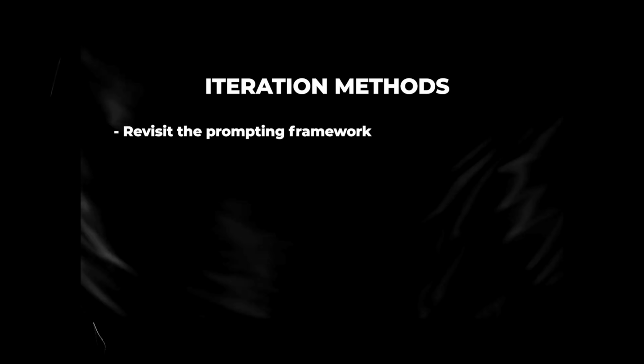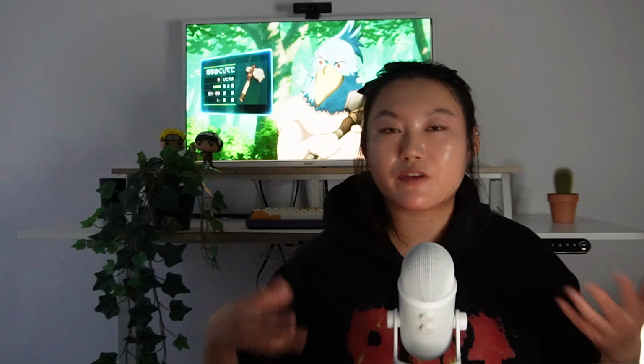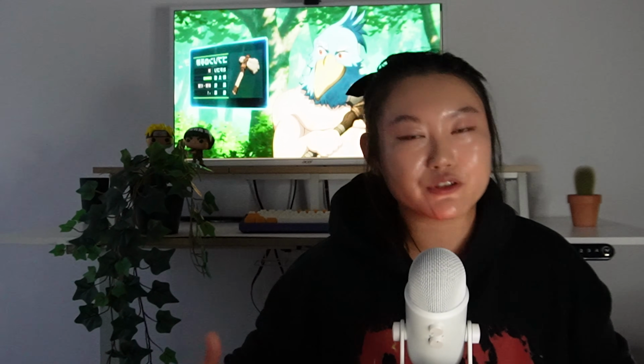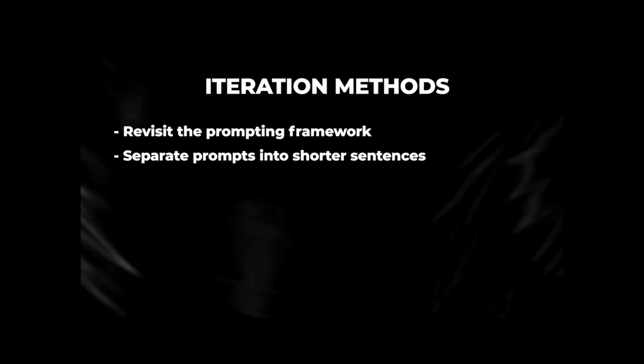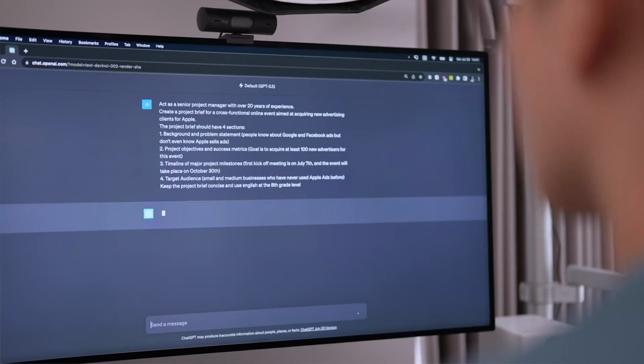The first one is just to revisit the prompting framework. Maybe you can give more references, more examples, provide more context, or add a persona if you haven't already. Number 2 is to separate your prompt into shorter sentences. It's helpful to think about AI like how you would talk to a normal person.